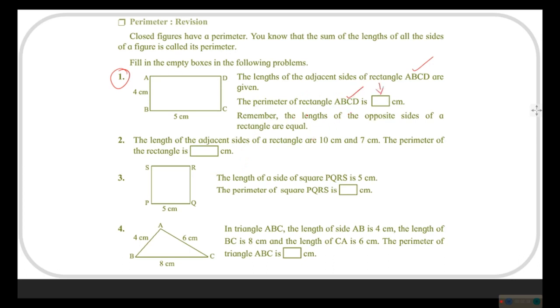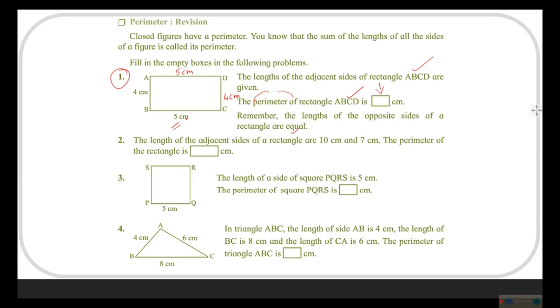Remember, the lengths of opposite sides of a rectangle are equal. If this is 5 centimeter, it is equal here also. AD is also 5 centimeter, and the opposite side of AB, CD, will also be 4 centimeter. Now what are we asked to find? We are asked to find the perimeter, right? The perimeter, we know, will be the total of this, so we will simply add.